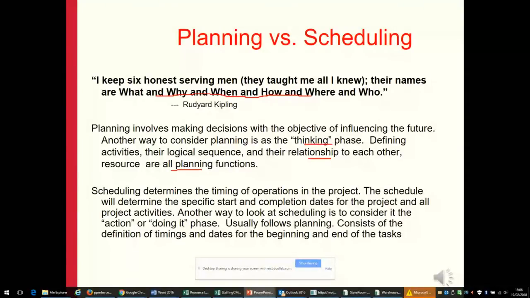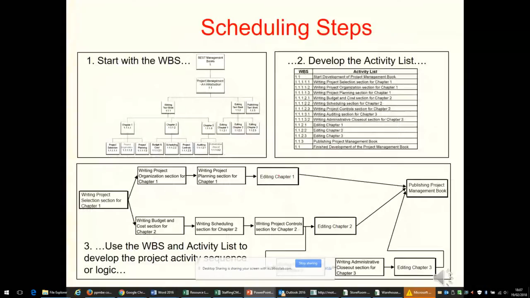Now, scheduling is a step which goes after the planning. It determines the timing of operations in the project. So the schedule will determine the specific start and completion dates for the project and all the project activities. Another way to look at scheduling is to consider it as the action or doing phase. It follows planning, consisting of the definition of the timings and dates for the beginning and end of the tasks.